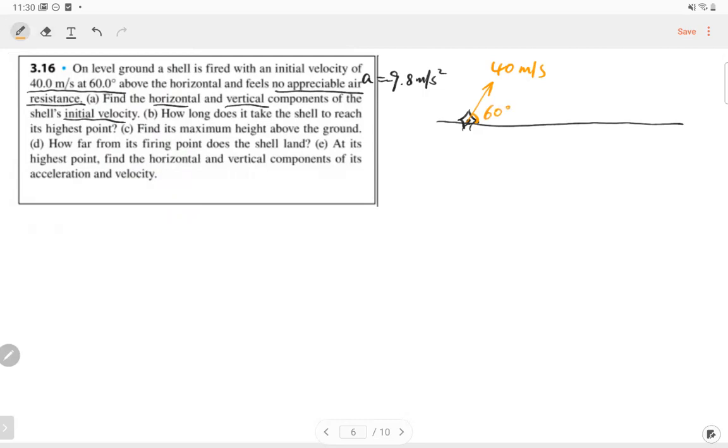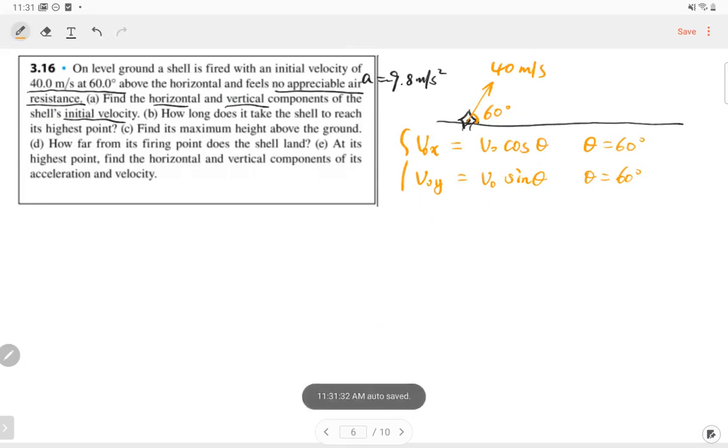Okay, so to get a horizontal component and a vertical component, let's use a formula. The initial velocity in the x direction equals the initial velocity multiplied by cosine theta. Theta here is 60 degrees. And the initial velocity in the y direction is the initial velocity times sine theta. Theta is also 60 degrees. The initial velocity is 40 meters per second. Then we multiply by cosine theta and sine theta, and we get both the x component and y component. Okay, so I show you the result.